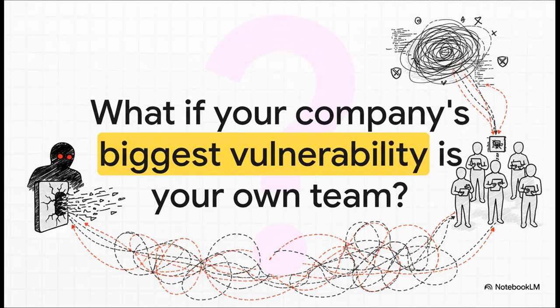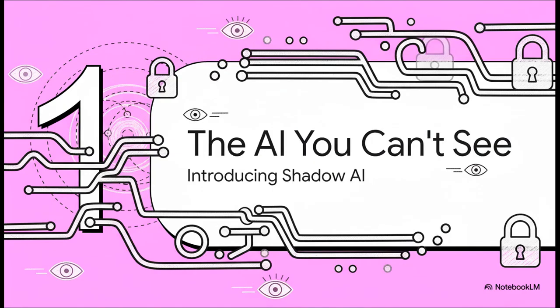All right, so let's just kick things off with a question that really gets to the core of the issue, right? What if your company's biggest AI vulnerability isn't some super sophisticated hacker from the outside? What if it's actually something happening right inside your own walls every single day? This is exactly where we need to talk about a really crucial concept. And that brings us to this idea that, let me tell you, security and governance teams are paying a lot more attention to lately: shadow AI. You can think of it as the AI you can't see, but you better believe it can see your data.